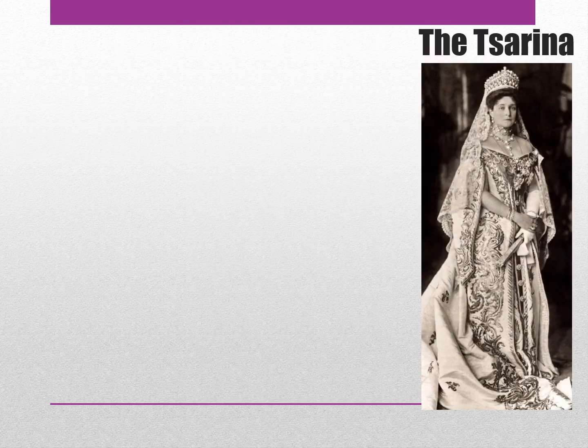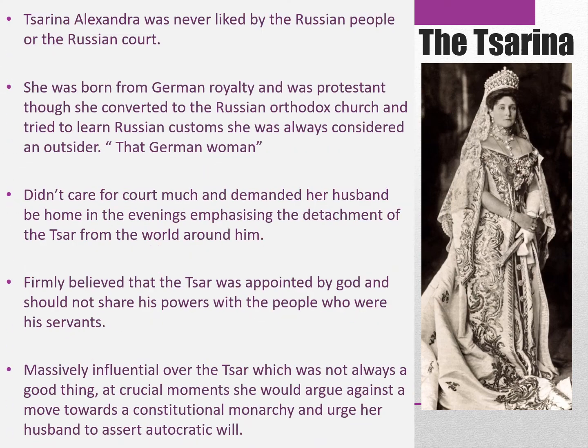On top of the Tsar's issues, you've got the Tsarina Alexandra, who is pictured here. She is another problem for the Tsar. She never was liked by the Russian people, or by the Russian court for that matter. So the general population didn't like her, and the higher up population didn't like her either. She was born from German royalty. She was Protestant. She had converted to the Russian Orthodox Church and tried to learn Russian customs.